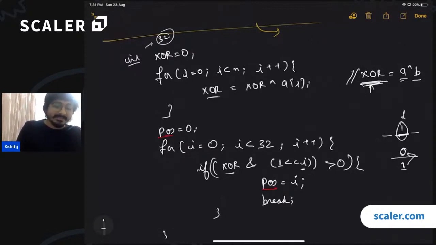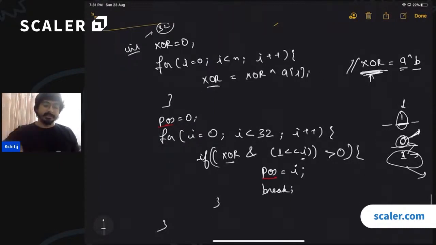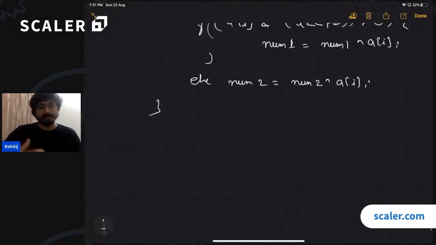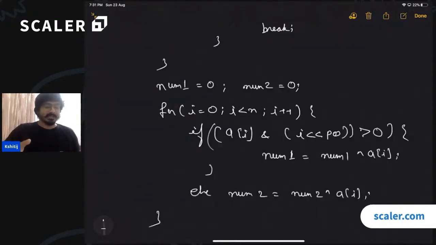So now partition the whole array with respect to this position. The number which has a 1 here will go to one side, and the number which has a 0 will go to the other side. All the numbers that appear an even number of times will go with all their copies, whether to set 1 or set 2. So now we have reduced this to the previous problem where all the numbers were appearing an even number of times except one number, right? So now we just have to calculate the XOR of the two sides.